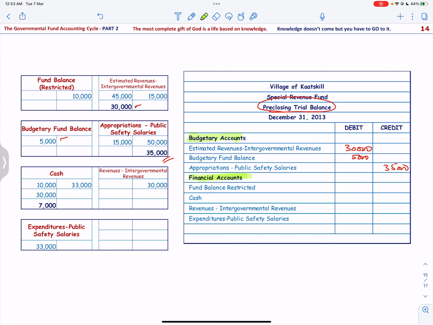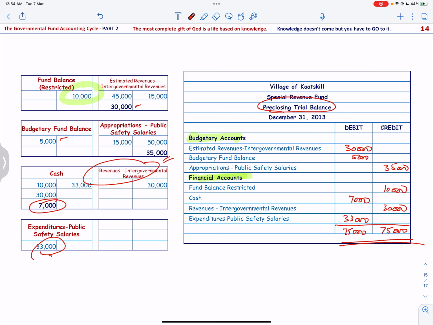We have the restricted fund balance of 10,000 credit. We have cash for 7,000. Revenue intergovernmental is 30,000, and expenditures are 33,000. So if we make the totals, it is 75 and 75, so the totals are equal.